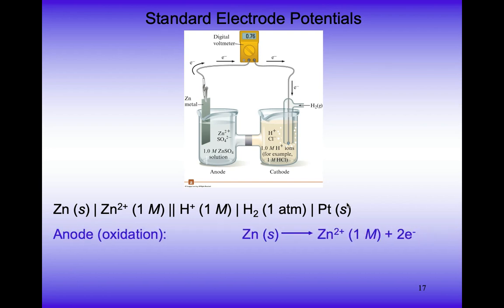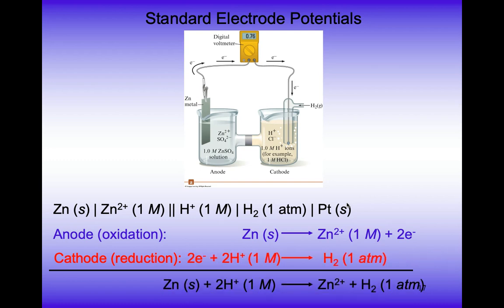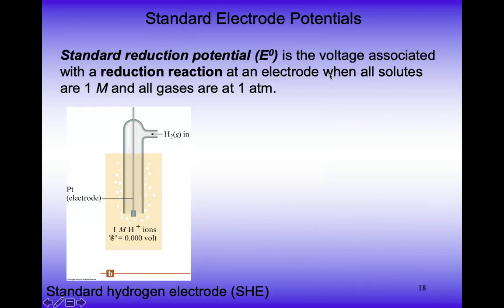Okay, so here's what's going on at your anode. Here's what's going on at your cathode. We put those together and we get our overall reaction. As you can see from the digital voltmeter up here, that reads 0.76 volts. So the standard reduction potential, or the standard cell potential, is associated with that reduction when all solutes are at 1 molar, all gases are at 1 atmosphere, and you have this standard hydrogen electrode, which, like I mentioned, we assign as 0, and then look at all the other potentials with respect to that.